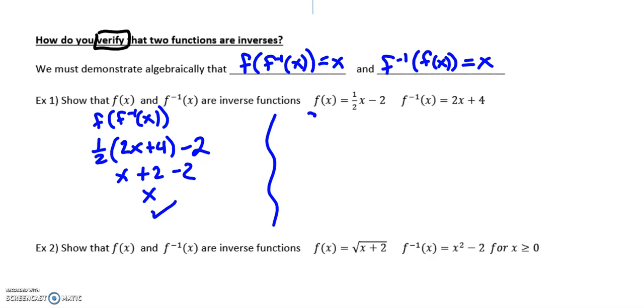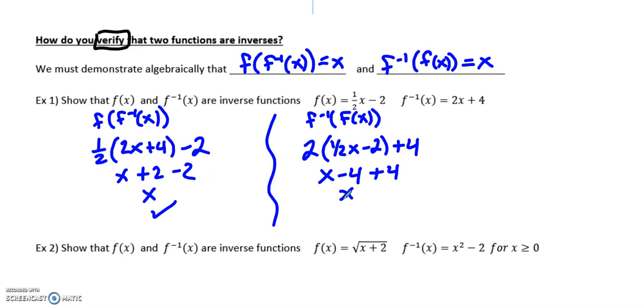I also have to show the composition the other way. So I'm going to take this whole thing and plug it in for x there. So I end up getting 2 times the (1/2 x - 2) + 4. Distribute the 2. That's x - 4 + 4, which is x.